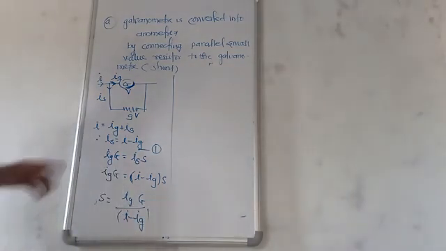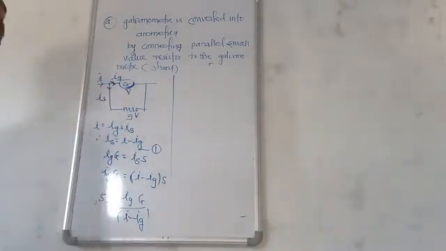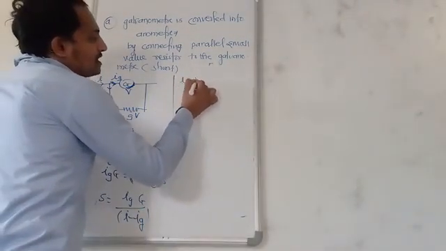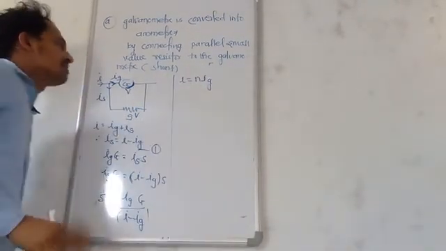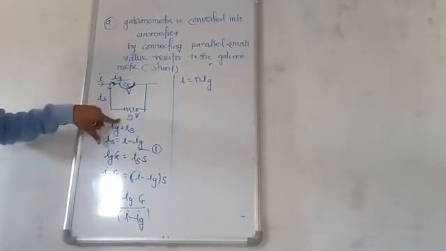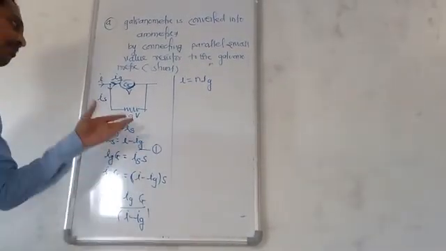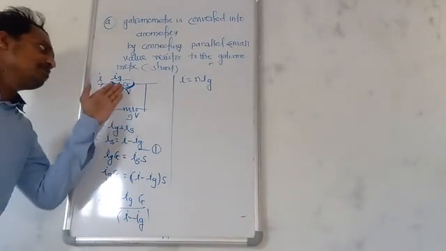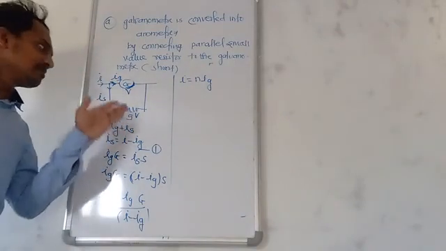Also, from this we know that the current is converted into n number of times. So I is equal to n times Ig, which means n times the current passes through the shunt because it has a small value. So a large current passes through it to avoid the burning of the coil.